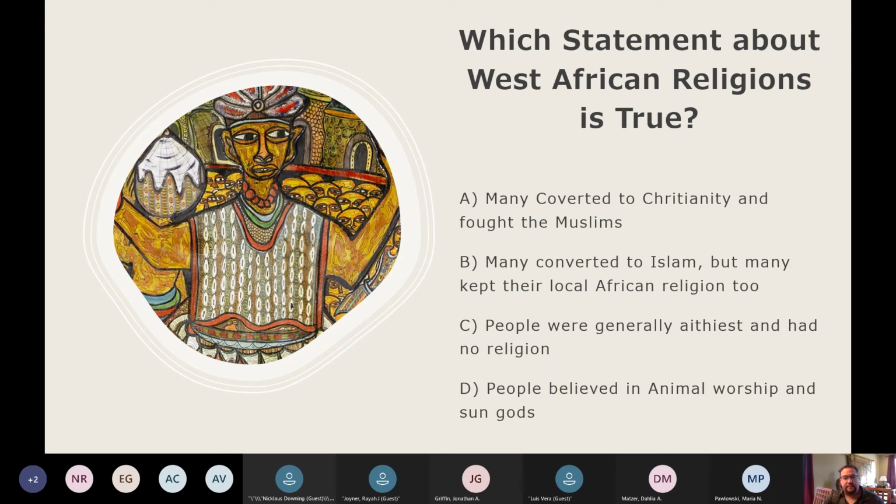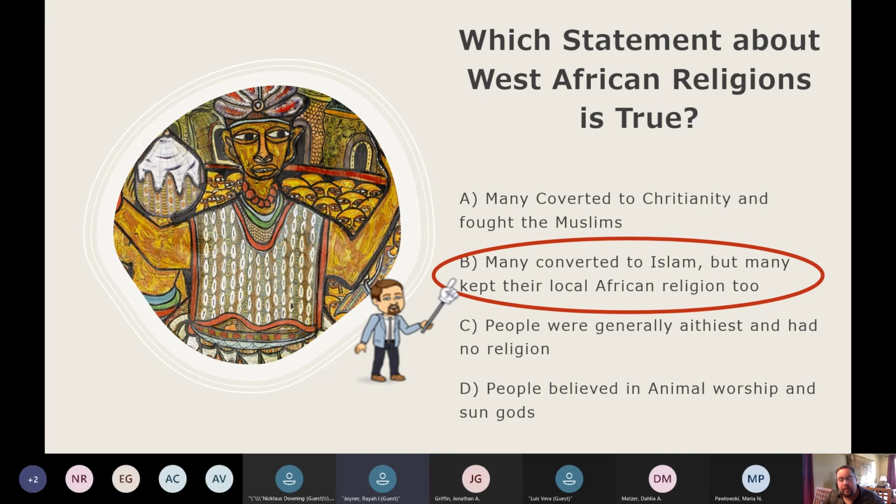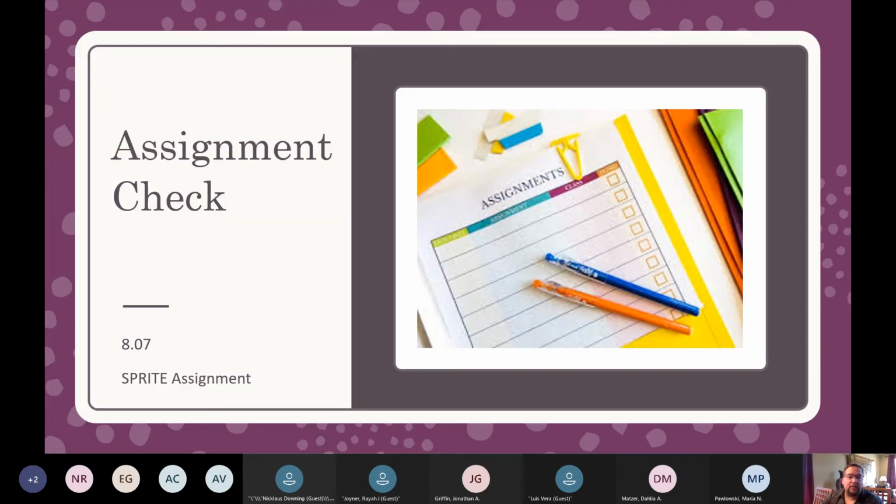Rhea, what do we think? B. B, good. A lot of people converted to Islam, but there were also a lot of people that kept kind of their native African religions as well. Okay, good job. All right, so let's talk about the last assignment before your final exam, and that's 8.07.